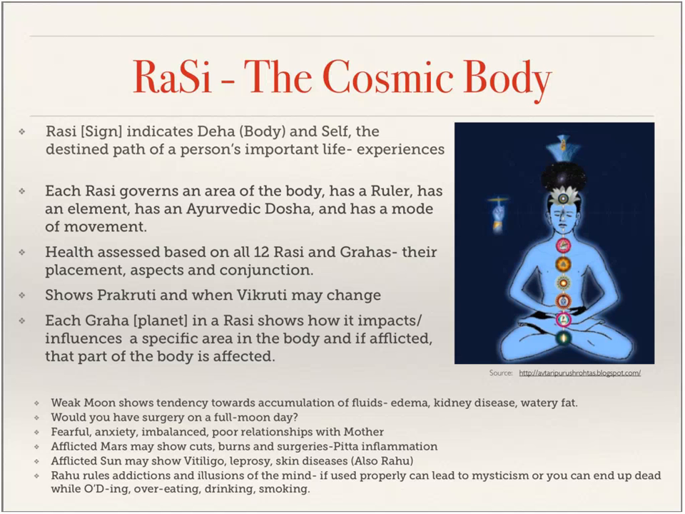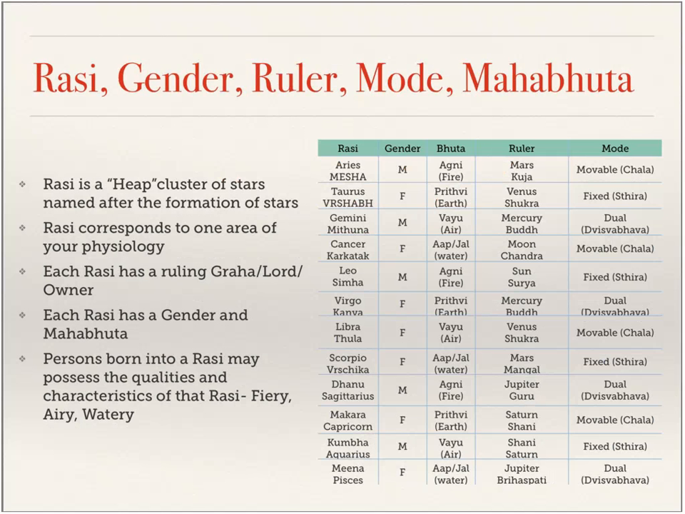Also, skin diseases are associated with Rahu. Rahu also rules addictions, right, drug addictions, alcoholism, addictions of any kind. It can be sex addictions. It can be mental illnesses. But the higher qualities of Rahu can also lead a person into mysticism, or you can end up dead, you know, ODing on a drug. So I hope you're seeing the paradox, the higher and the lower qualities of a planet, again, to expand your perspective.